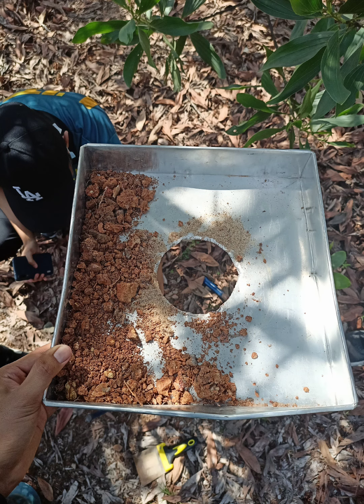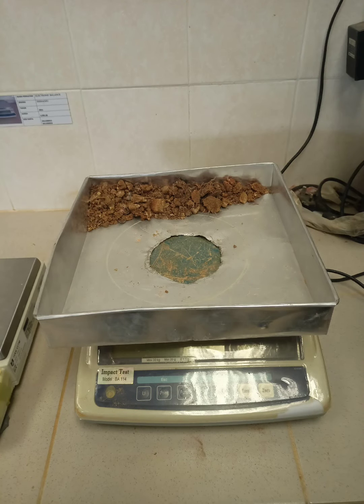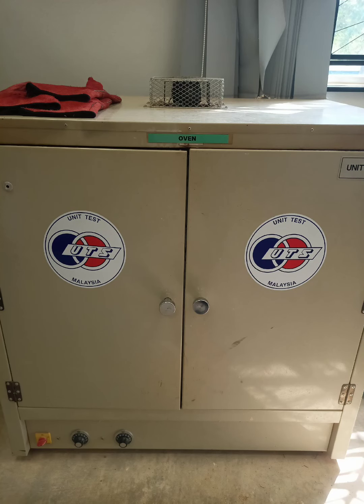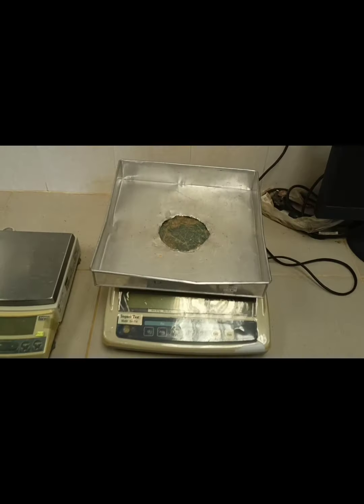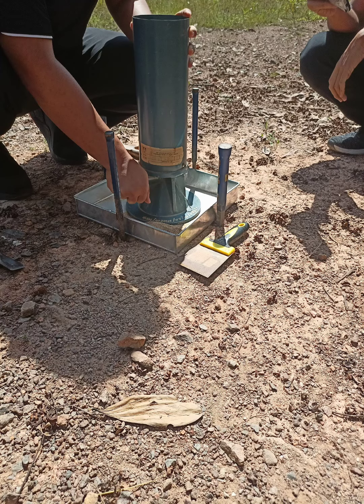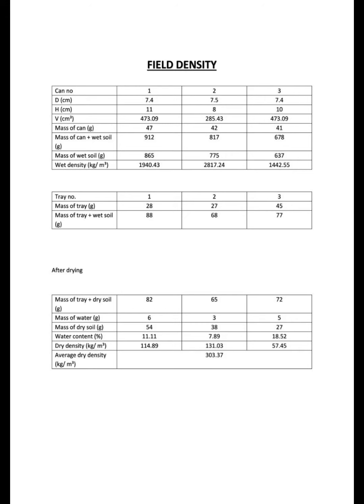Next, the moisture content of the excavated soil is determined by taking a sample of soil in the moisture content dish, weighing it, drying it in the oven at 110 Celsius and reweighing. The last step is to repeat these steps 3 times, and the average value will be the field density value of the soil. This is an example of the data.